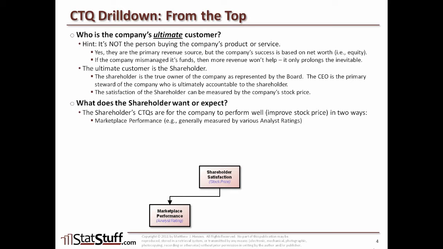Now keep in mind, again, the CEO and executive staff, the board, don't have direct control over the marketplace. They only have an indirect influence over how the company performs in the marketplace. We're going to dig into that a little bit further.